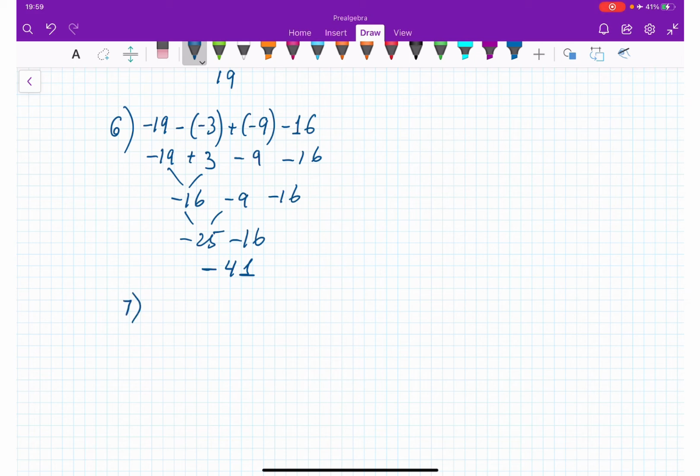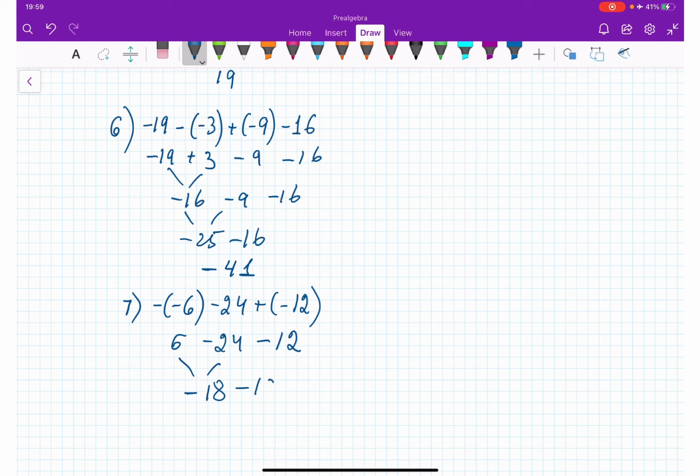Number 7. Negative 6 minus 24 plus negative 12 is equal. So negative 6 is going to be positive 6, right? Minus 24 and minus 12. Because when you have positive, it doesn't change anything. So 6 minus 24 is going to be negative 18. Negative 18 minus 12 is going to be negative 30.